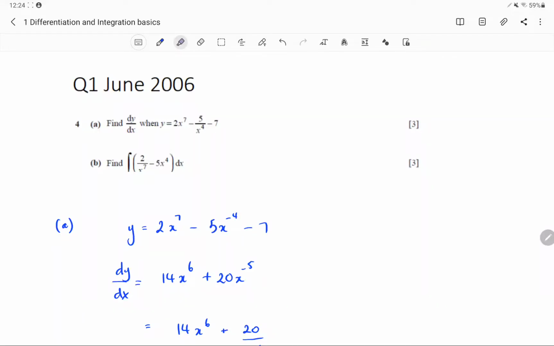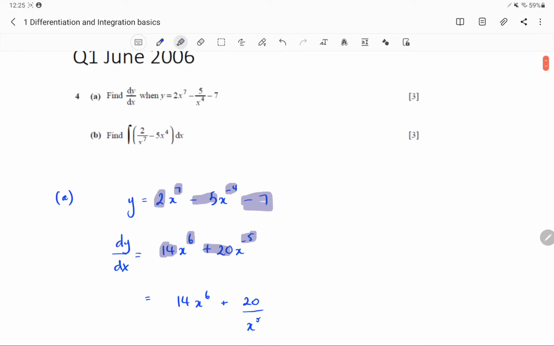Differentiation first. Change 5 over x to the power 4 to 5x to the minus 4. The rules of differentiation are you take your index and multiply it by the coefficient and then subtract 1 from the index. So 7 twos are 14, subtract 1 you get 6. Minus 4 by minus 5 is a positive 20, subtract 1 from minus 4, you get minus 5. And any constant, that is any term that has no x in it, disappears.